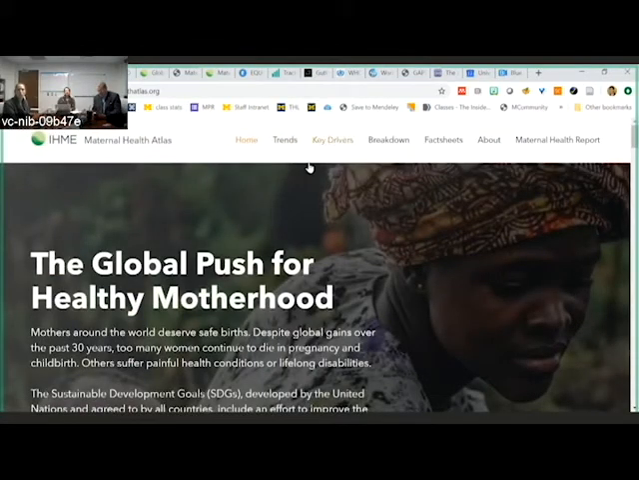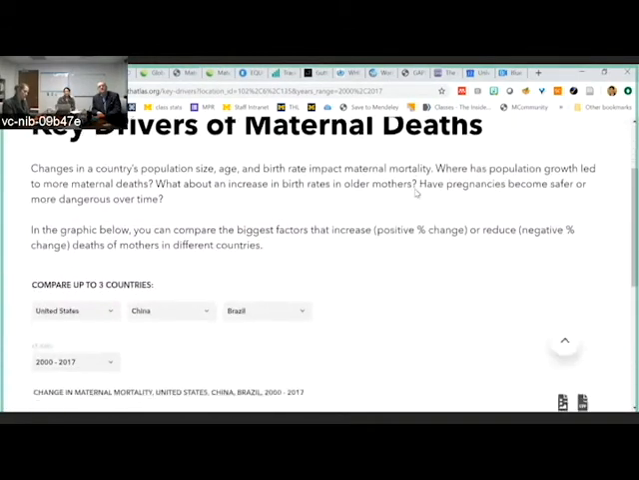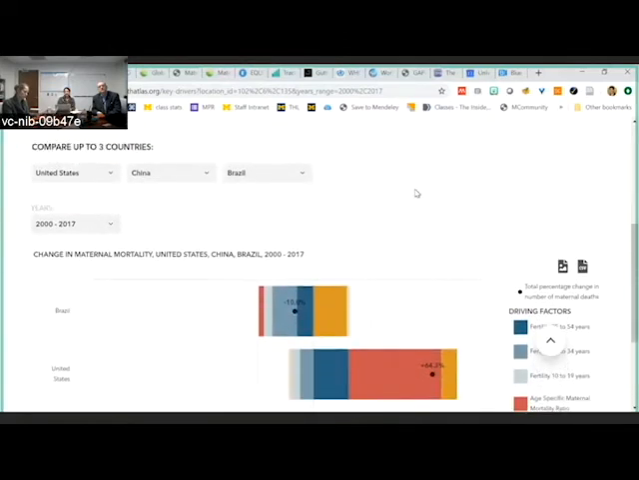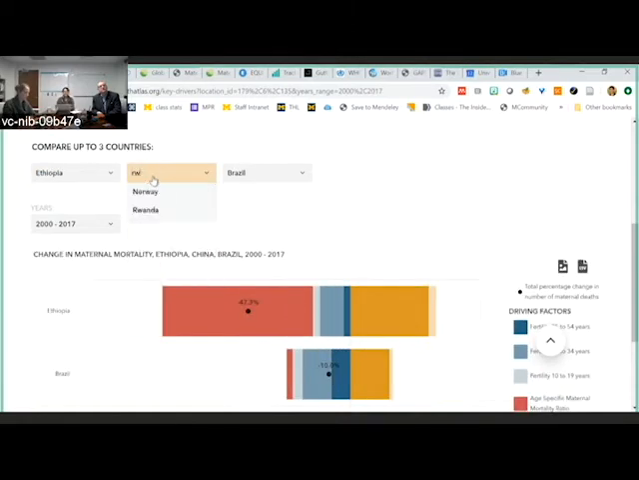I'm not going to scroll down this entire data story, but I'm going to go to the very top. What information do we have here? We can click on and go to the section on trends, key drivers, breakdown, fact sheets, or the actual report itself. Well, since I was looking for key drivers, I'm going to click on key drivers of maternal health. And I'm going to compare 3 countries. I'm going to compare Ethiopia. I'm entering that in. I'm going to compare Rwanda.